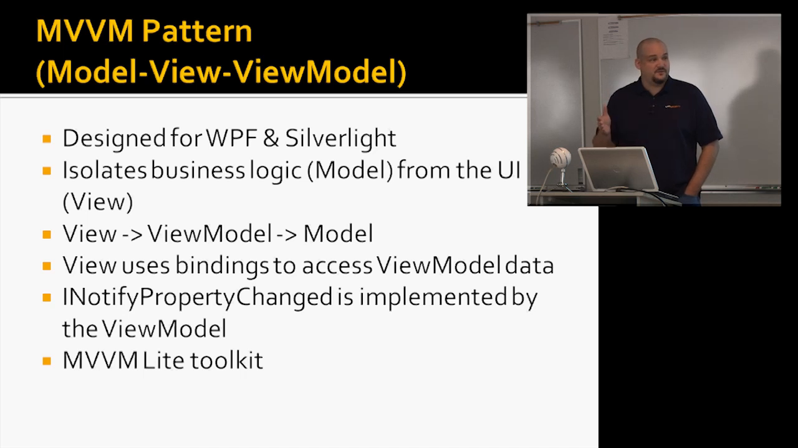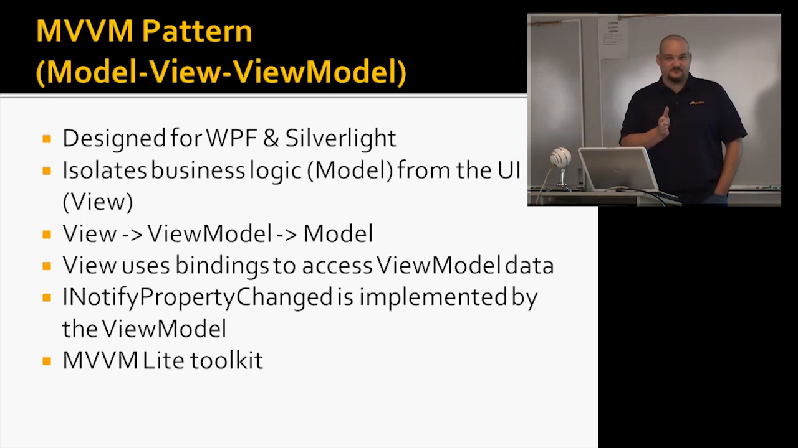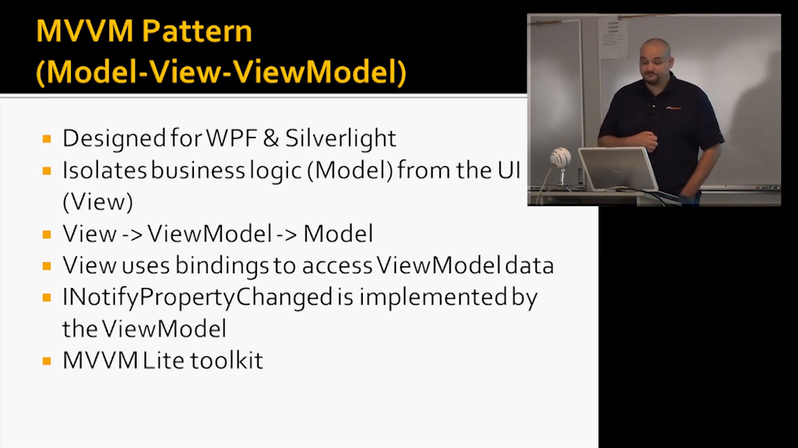The view knows about the view model. The view model knows about the model, but the view does not know directly about the model, and the model does not know anything about the view. Okay, that's the whole gist of what it does. You access data in your view model using bindings, and I'll show you some of the binding capabilities that you have with WPF later on.